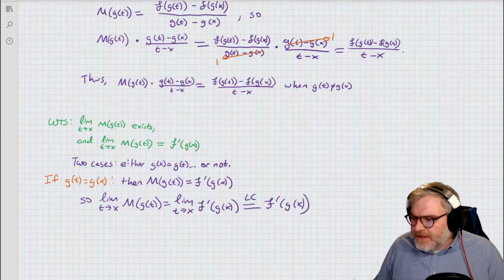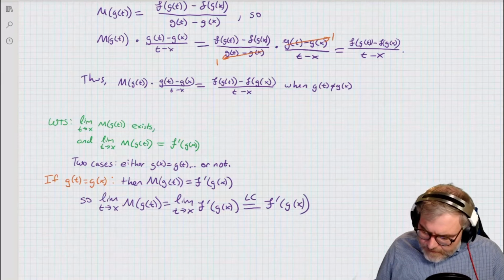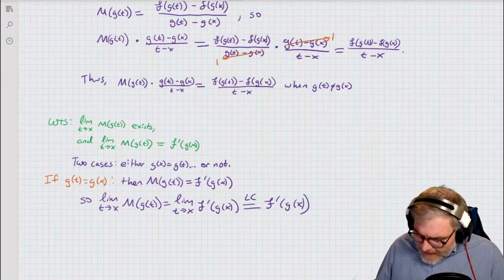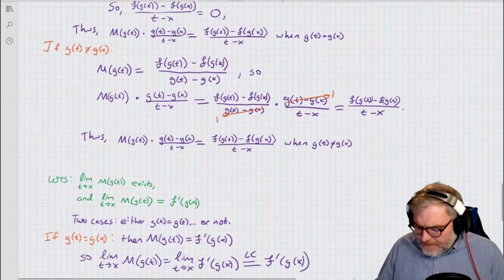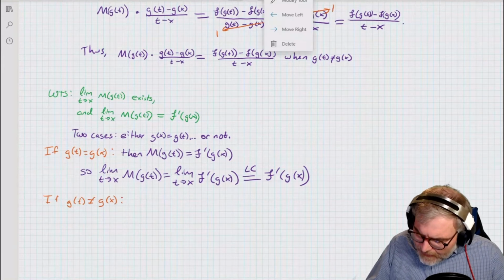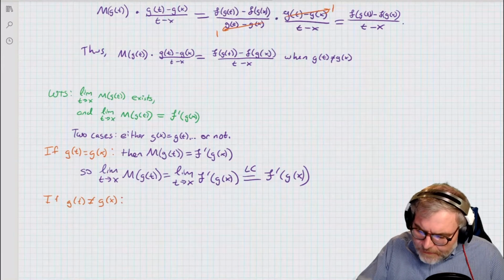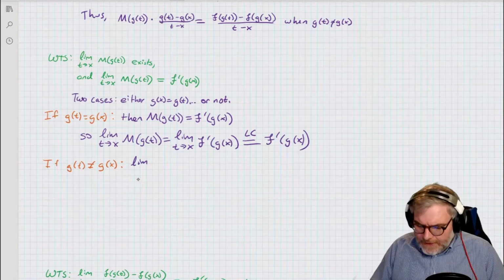Okay, so I do the limit of the constant thing and I'm done with it. That's why I chose f prime of g of x to happen if the two things were equal. Okay, so let's suppose for a moment that they're not equal. This is going to look exactly like what I did before.